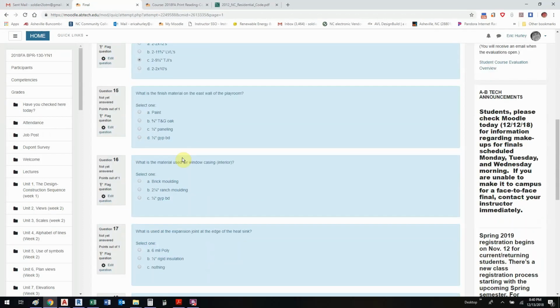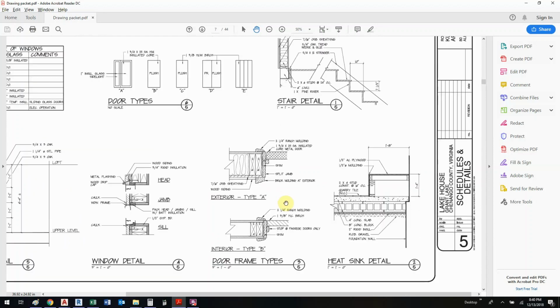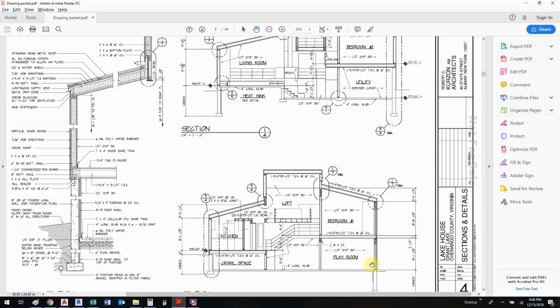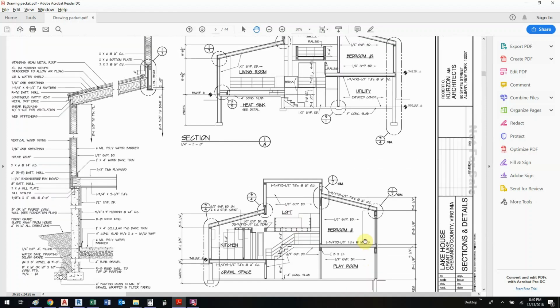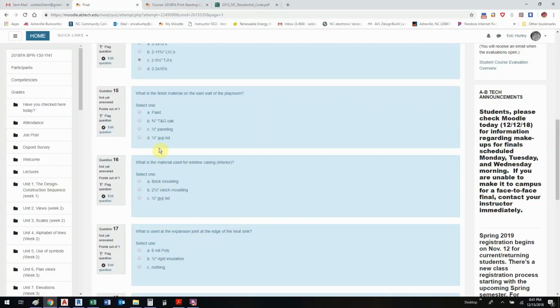What is the finished material on the east side of the playroom? So let's go back over to, we'll look at our plan first. We got the playroom down here, and you'll notice that it says 1/2 inch gyp board right there on the playroom. So that is going to be our choice, 1/2 inch gyp board.